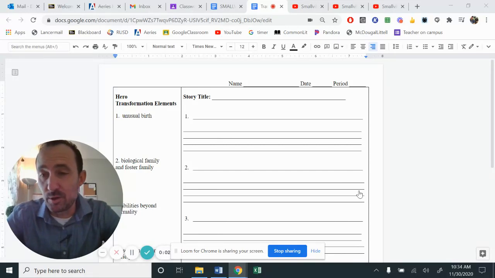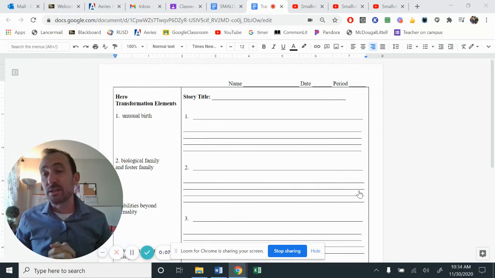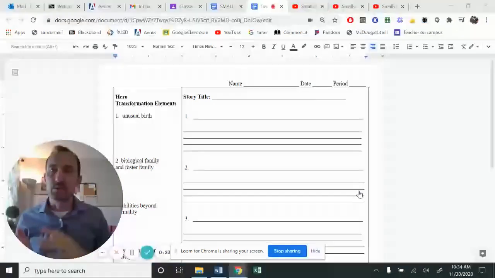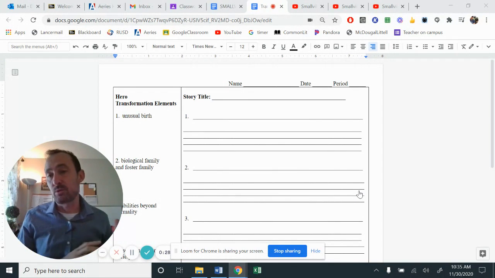Hi, this is Mr. Cordes, and today, ladies and gentlemen, we are going to talk about and discuss the transformation elements for a hero. We've done some preliminary work on what is a hero and the different types of heroes. We are studying the hero and the hero's journey because it is a part of storytelling and literature. And so there's different stages and steps that we need to understand as we progress forward.